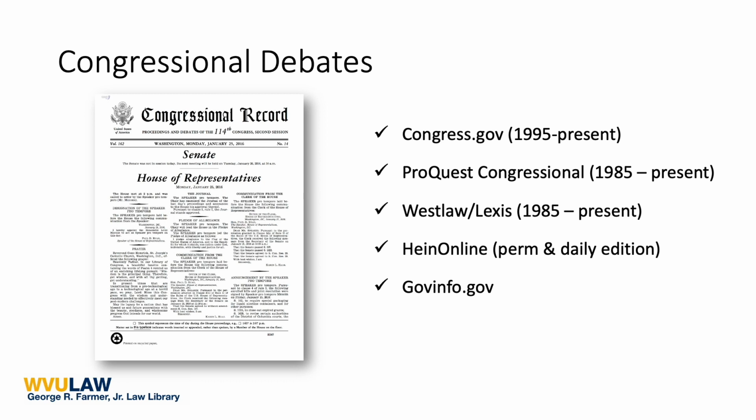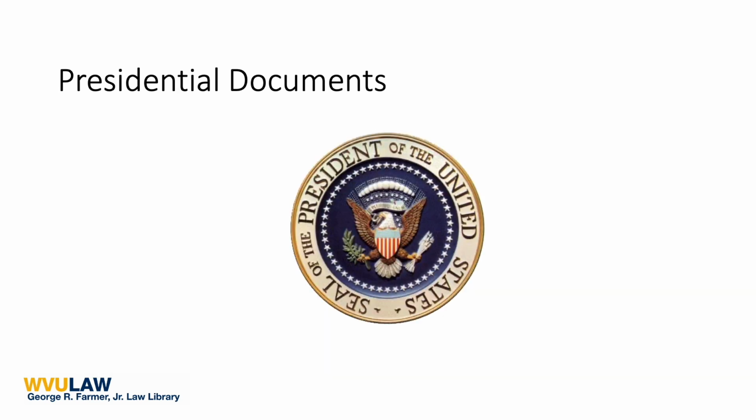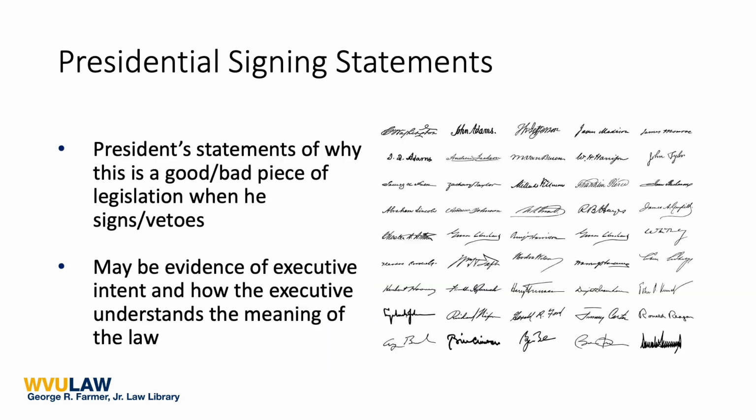The Congressional Record is available on congress.gov, ProQuest Congressional, Westlaw and Lexis, HeinOnline, and at GovInfo. When the President signs or vetoes a piece of legislation, they may issue a signing statement that explains why the executive branch is vetoing or passing a piece of legislation. This does not speak to legislative intent, but it may be evidence of executive intent and how the executive understands the meaning of the law.